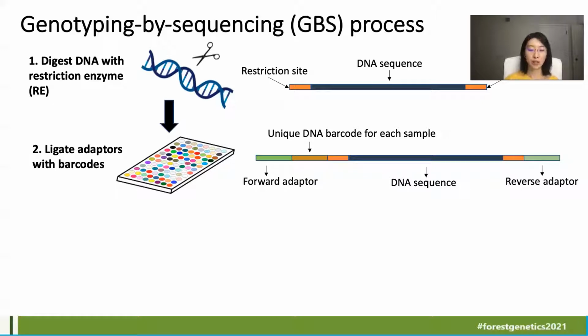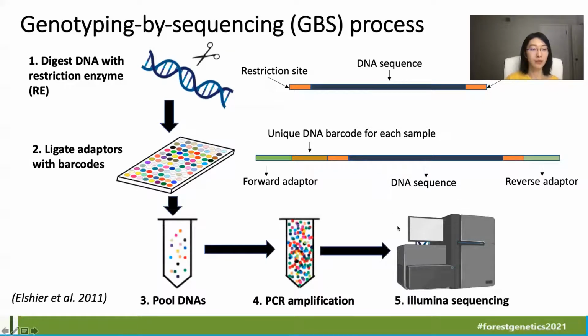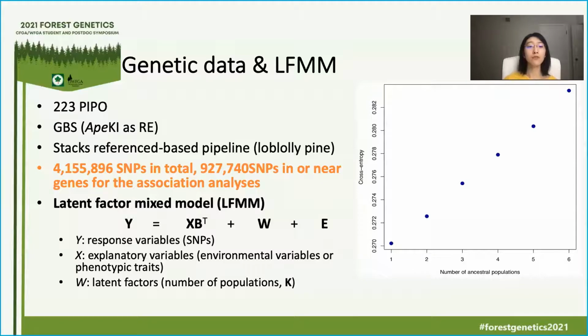We can use a barcode to assign sequences to samples. Then we pooled the DNAs, ran the PCR amplification, and got the sequence data. So for the 223 people, we ran GBS with ApeKI as the restriction enzyme to get the sequence data. We ran the STACKS reference-based pipeline with the genome of loblolly pine as a reference genome to call SNPs. We identified over 4 million SNPs in total.